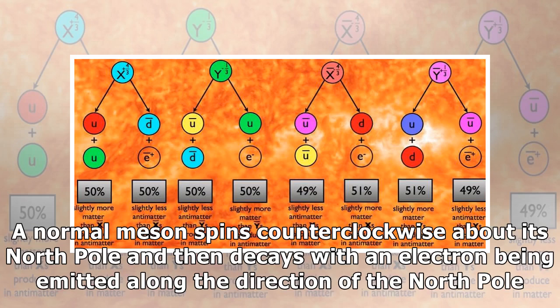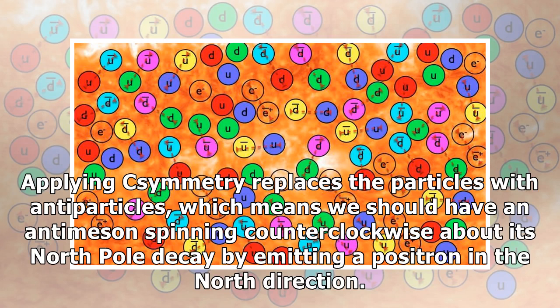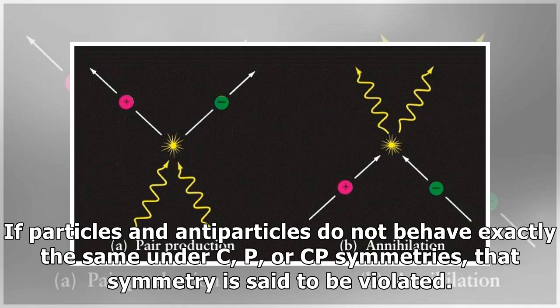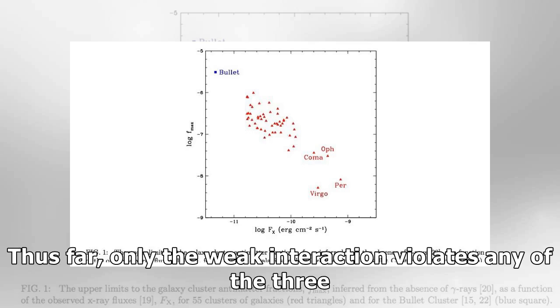A normal meson spins counterclockwise about its north pole and then decays with an electron being emitted along the direction of the north pole. Applying C symmetry replaces the particles with antiparticles, which means we should have an antimeson spinning counterclockwise about its north pole decay by emitting a positron in the north direction. Similarly, P symmetry flips what we see in our mirror. If particles and antiparticles do not behave exactly the same under C, P, or CP symmetries, that symmetry is said to be violated. Thus far, only the weak interaction violates any of the three.